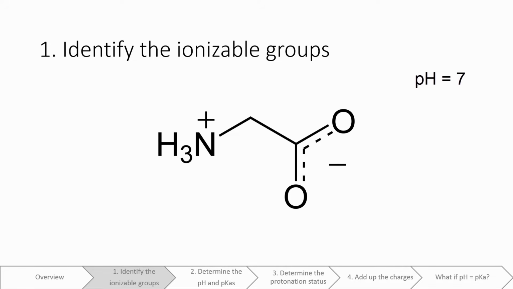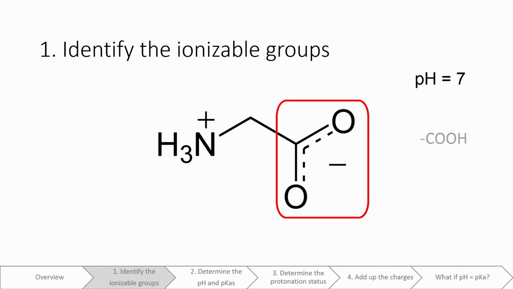The second ionizable group on glycine is the carboxyl group. It can either be protonated with a neutral charge as COOH, or negatively charged and deprotonated as COO-. Again, whether or not this carboxyl group will exist predominantly in its protonated or deprotonated form will depend on the pKa of this group and the pH.